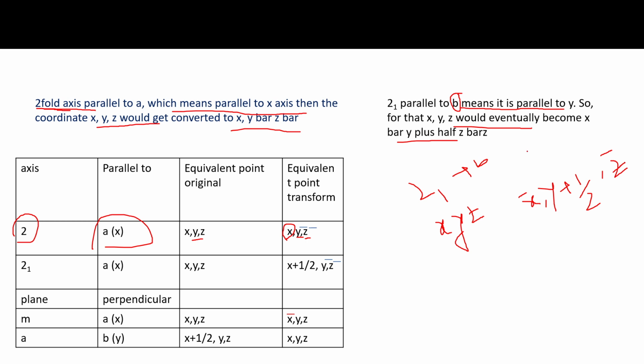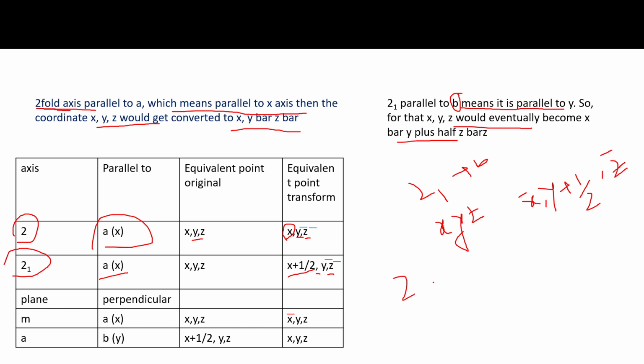So similarly, if you talk about the 2 1 axis parallel to the a axis, like that x, then your x becomes x plus half, y becomes y bar, z becomes z bar.